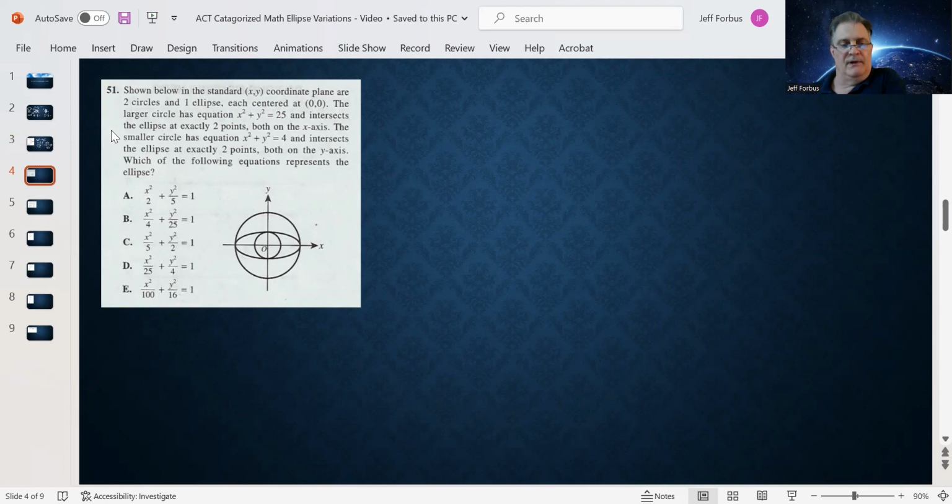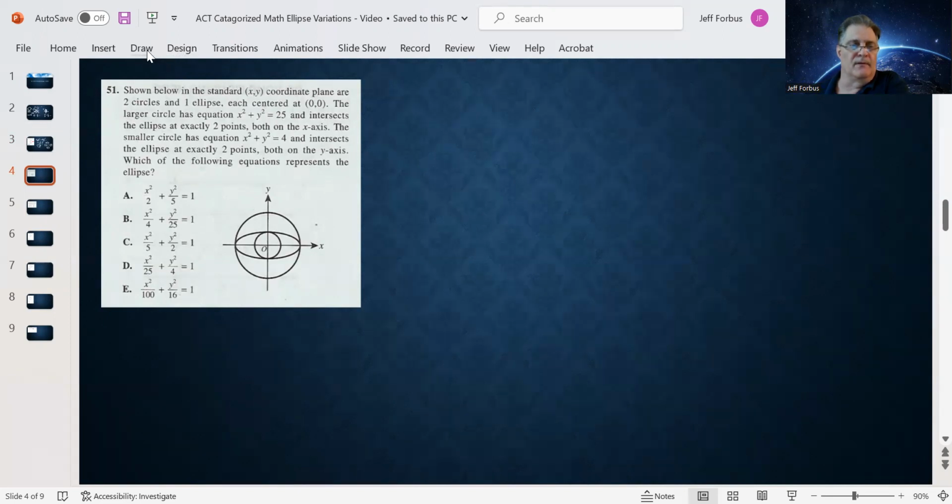Now, as soon as you look at the image, you see there's a large circle, you see there's an ellipse within the large circle, and you see there's a small circle within the ellipse. So let's look at the information they give us. They say shown below in the standard coordinate plane are 2 circles and 1 ellipse. And it's centered at 0, 0. The larger circle has the equation x squared plus y squared is equal to 25.